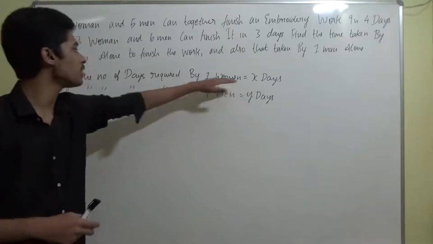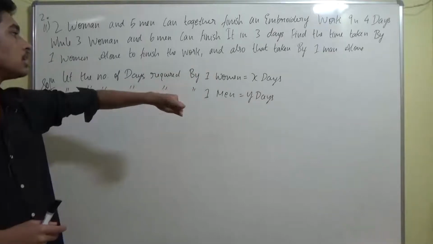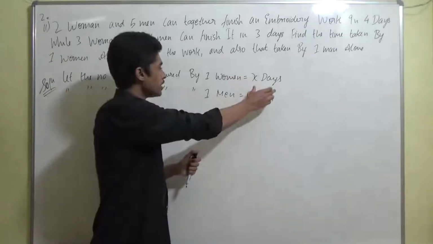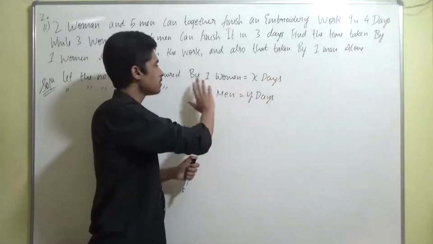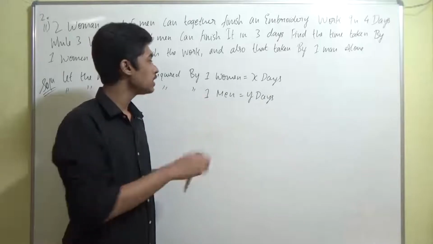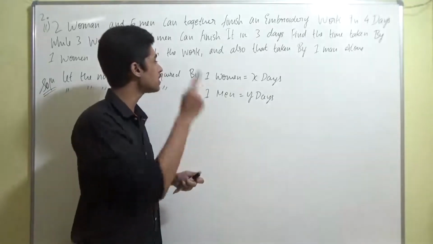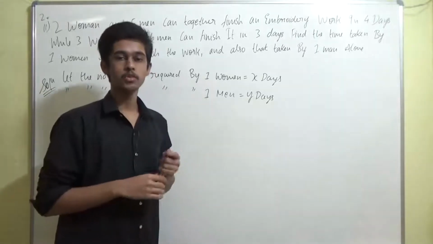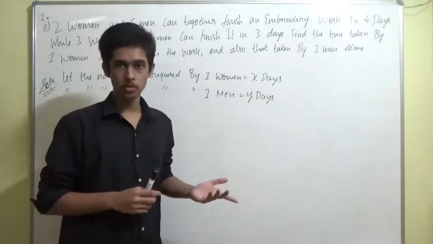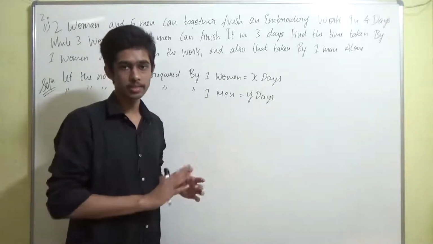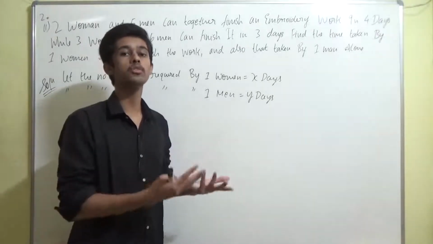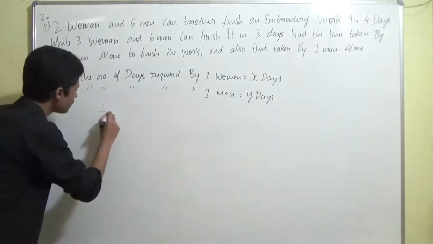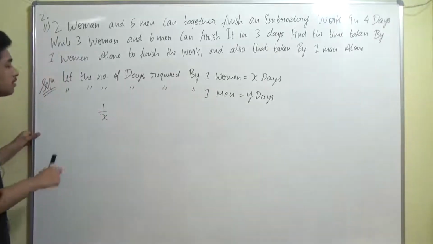In x days, 1 woman can do that work, right? In 1 day, how much work can 1 woman do, if the work is done by 1 woman in x days? In 1 day, how much work would that 1 woman have done? 1 by x. Getting it? So 1 woman takes x days to do the complete work, which means in 1 day, how much part of the work would have been completed? 1 by x, right? So 1 by x, for 1 day we are solving now.